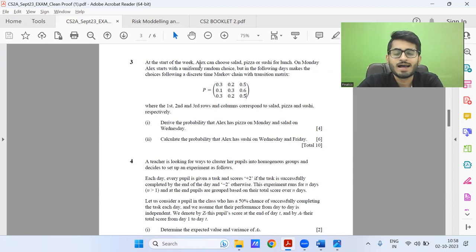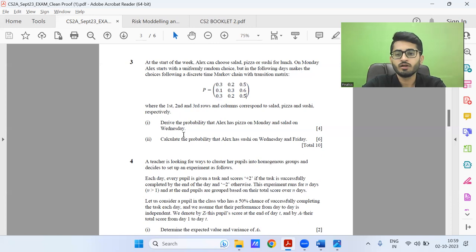So if we look at the question, Alex can choose salad, pizza, or sushi for lunch. On Monday, Alex starts with a uniformly random choice. So on Monday, Alex can choose either salad or pizza or sushi with uniformly random choice, which means all of these have equal probability. So it's a slightly different question. For the first day of the week, that is Monday, you have a different distribution. But for the following days, let's say Tuesday, Wednesday, Thursday, Friday, and so on, there's a Markov chain given where the first, second, and third rows and columns correspond to salad, pizza, and sushi. So you could write S, P, SU to represent, or you can also write A, B, C, where A means salad, B means pizza, C means sushi. Derive the probability that Alex has pizza on Monday and salad on Wednesday.